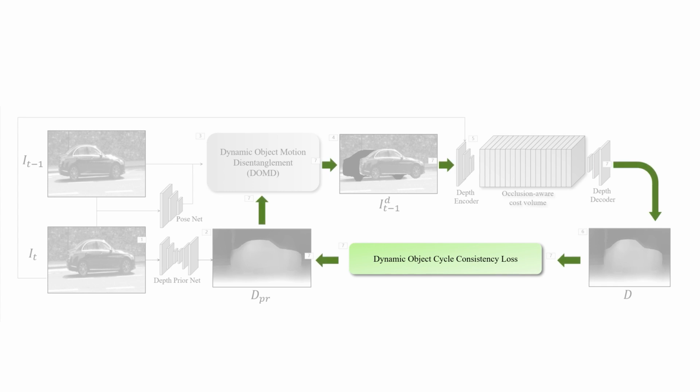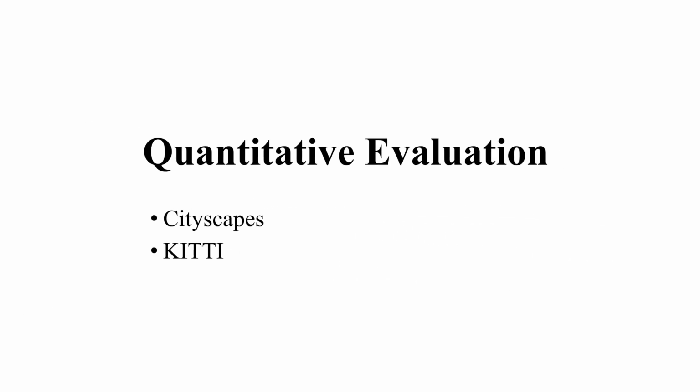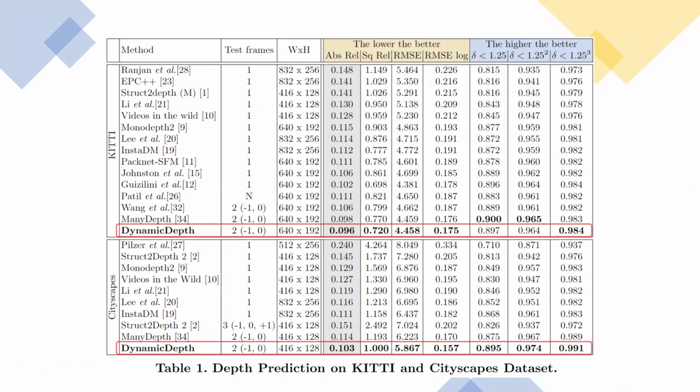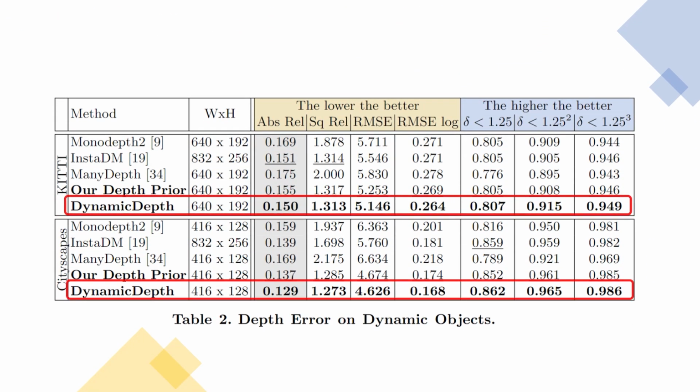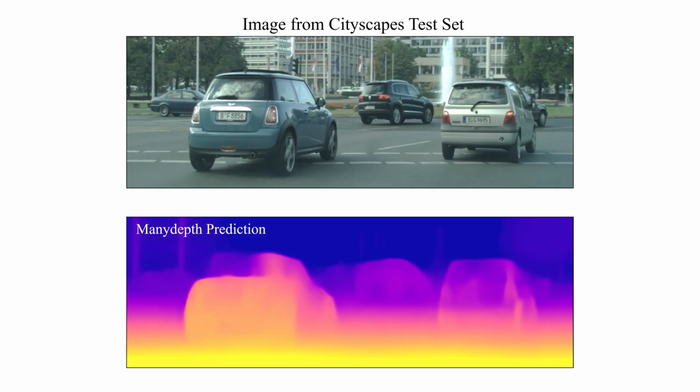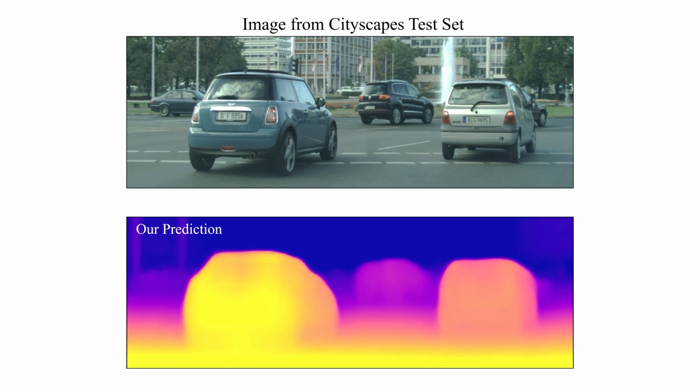We perform an extensive quantitative evaluation on the Cityscapes and KITTI dataset. Our method significantly outperforms existing state-of-the-art methods on both datasets. We show an even larger advantage on the dynamic object areas. We further show qualitative evaluations on the Cityscapes testing set. Conventional monocular depth prediction methods like Monodepth make severe mistakes on dynamic object areas due to mismatch and occlusion problems introduced by object motions. Our method achieved significant improvement with our proposed dynamic object motion disentanglement and occlusion alleviation.